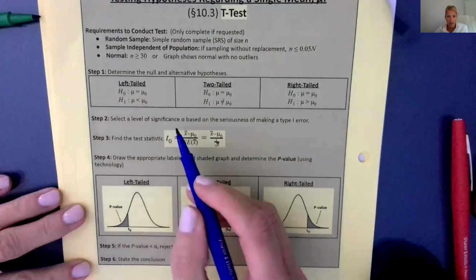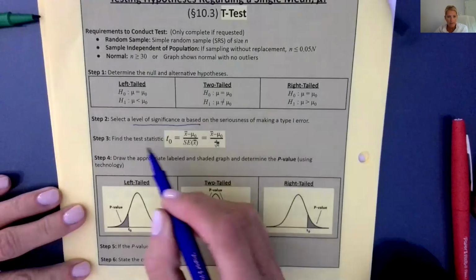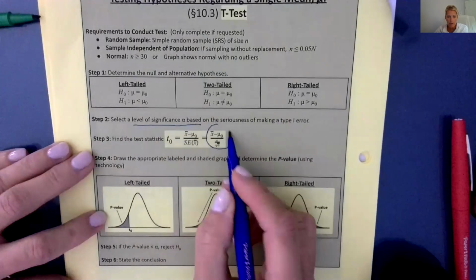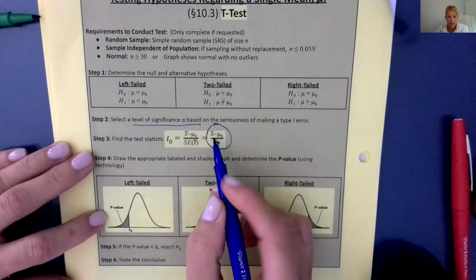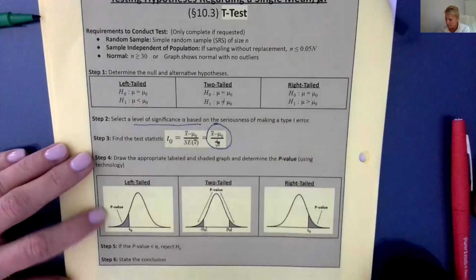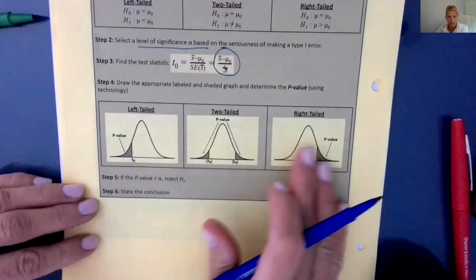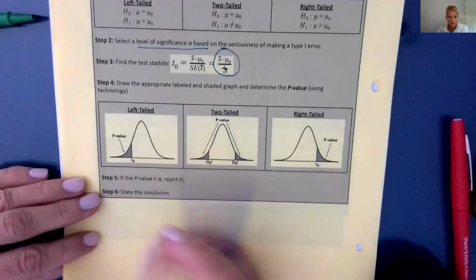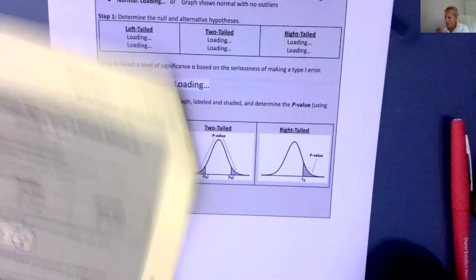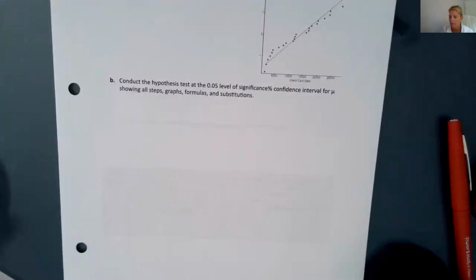Step 2 is the same. It's just our level of significance alpha. Our test statistic in step 3 is similar to a z-score, but remember we're using our standard error, and it's our observation from our sample mean subtracting the population mean. Our step 4 is going to be looking almost identical as well, and then step 5 will be identical, and still will step 6. So let's turn to page 236 to look at our first example here.